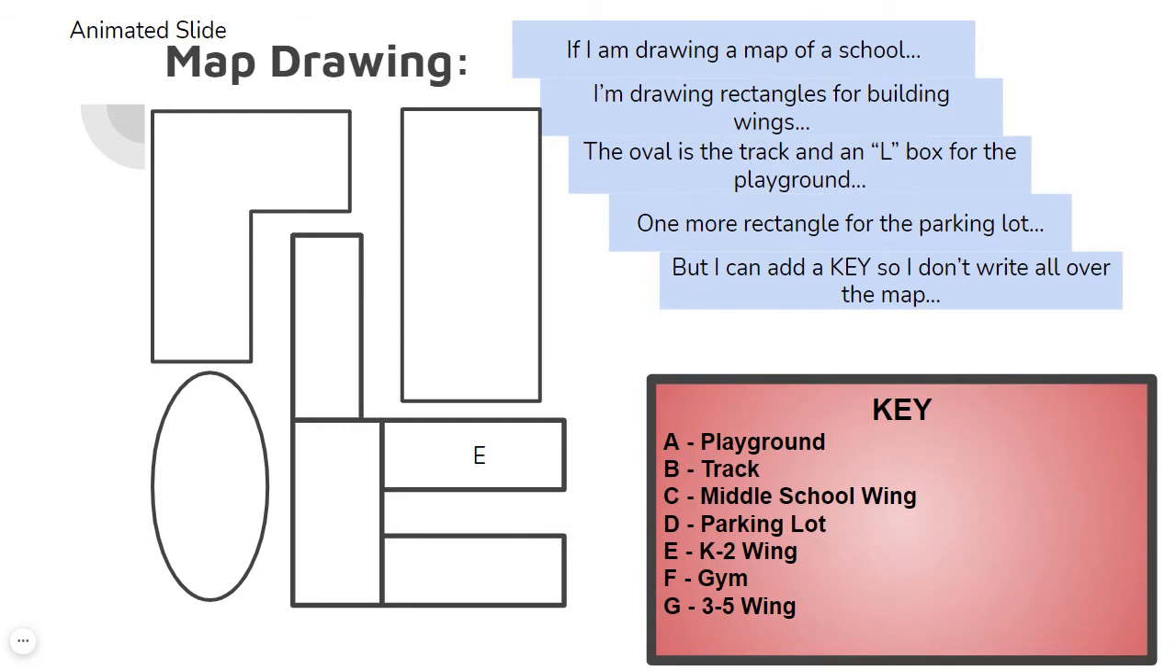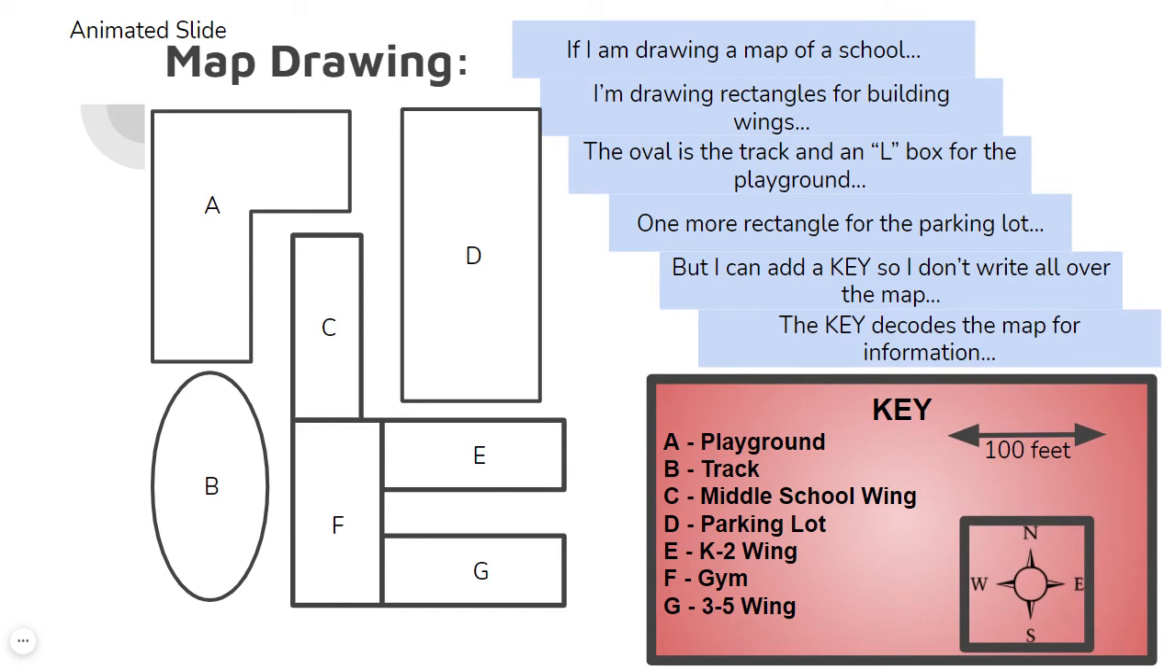Now, I'm going to add a key. A key is a tool that we can put on a map that helps decode information in the map. It can be a key or a legend, sometimes it's called. So in this key, there is an E sitting on that building. Well, I know that that E is the K-2 wing of our building. So I can put all these other letters on the map and label them in the key. That way I'm not writing all over my map.